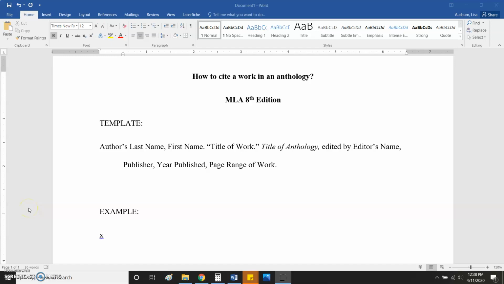I want to talk about how to cite a work in an anthology. As you do research and include texts and talk about texts in your essays and in the papers that you write as a student, you'll have to start citing works. And a lot of the times your teacher will give you in your textbook some sources or articles that they want you to reference, and from there you have to cite them in your papers.